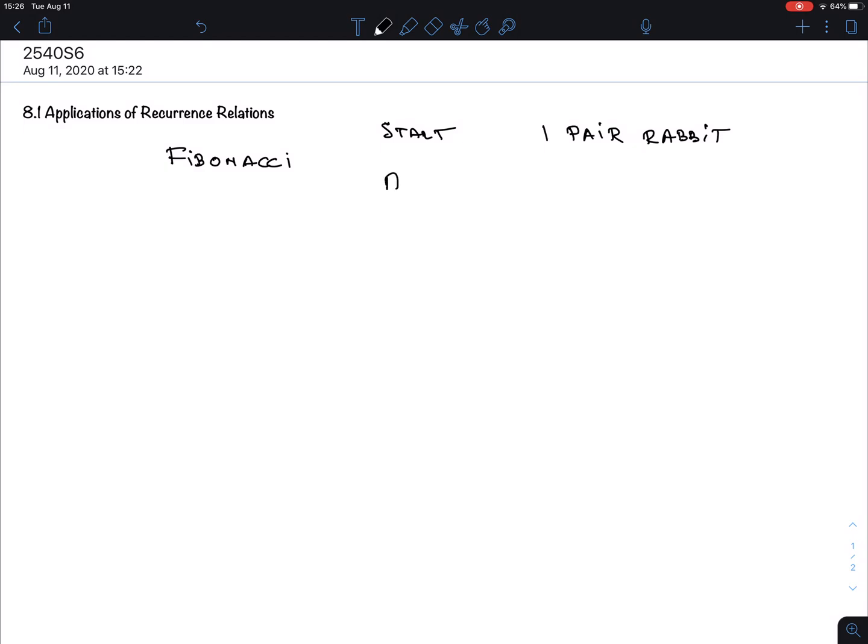Now, any pair after 2 months produces another pair. I mean, you know what they say about rabbits, right? They do it like rabbits. It means they do it pretty much. After 2 months, they produce another pair. So any pair, because at some point there are more and more pairs, after 2 months produces another pair every month. In other words, it takes 2 months for them to be mature, and then after that, every month they produce another pair.